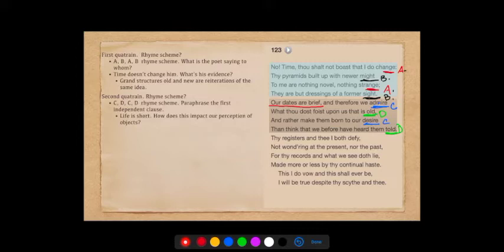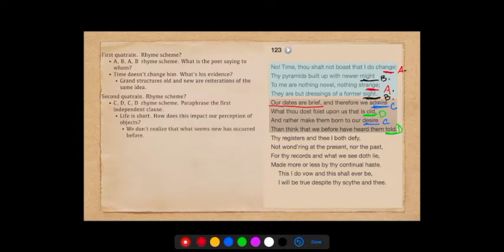this quatrain right here? Our dates are brief, and therefore we admire what thou dost foist upon us that is old. So we look at things that are old and we think, whoa, these things are incredible. Why do they seem so incredible to us? Because we are such a short lifespan, right? And then we think they're kind of unique and original.